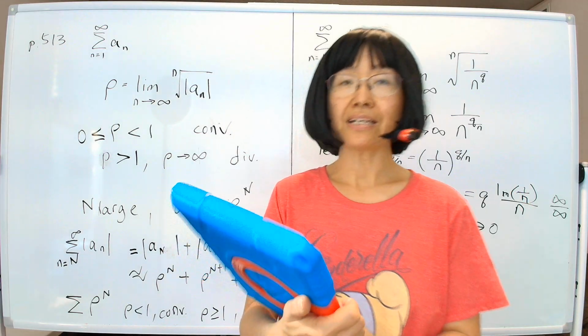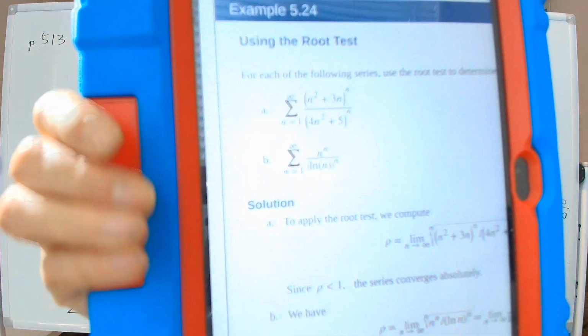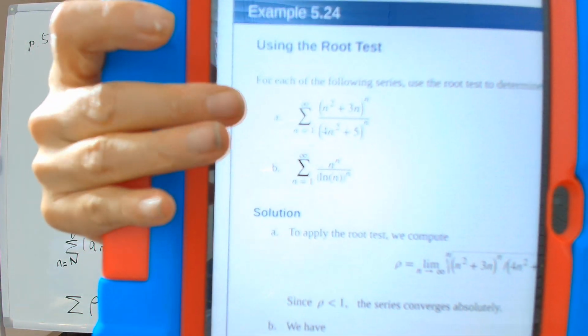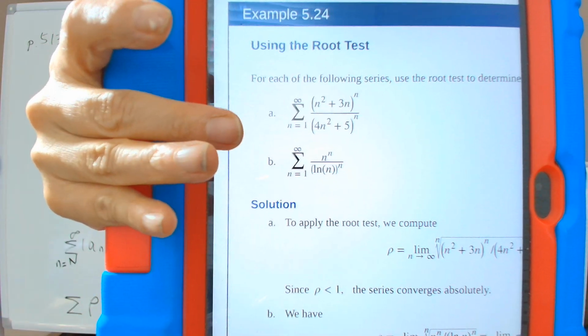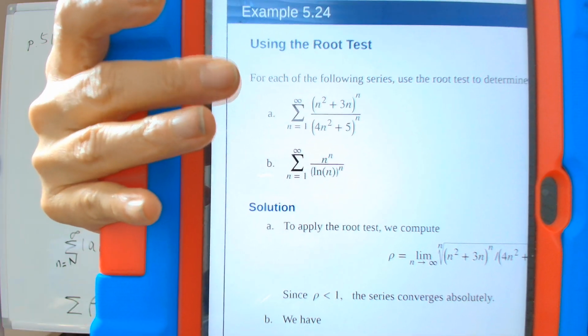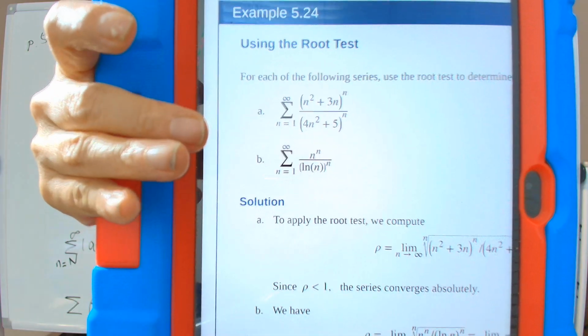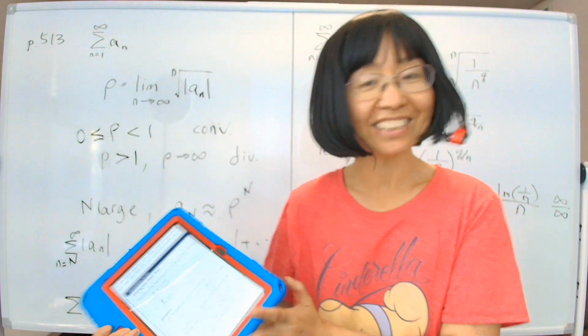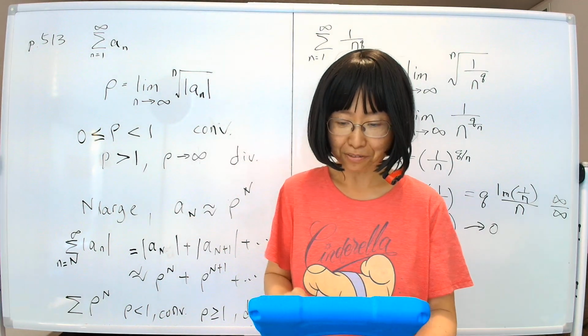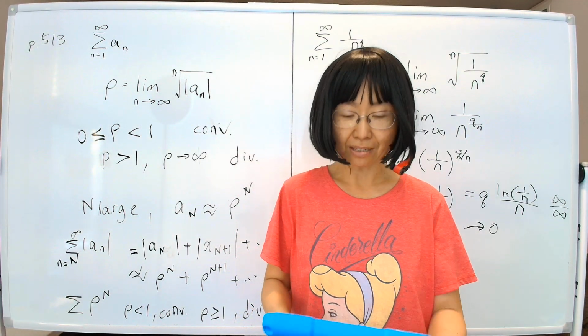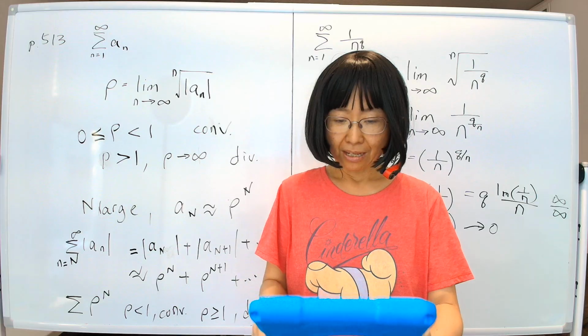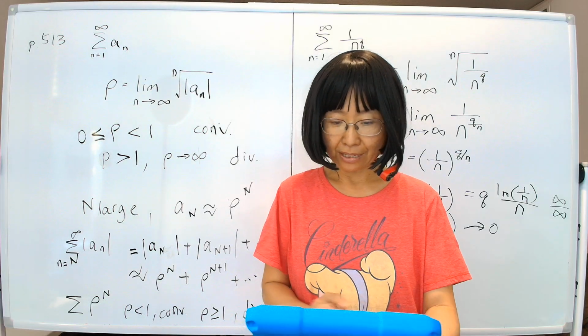Now, as you can see in example 5.24, you have these two series. They both have stuff to the nth root. So if you take stuff to the nth root, things are going to work out very nicely for you. Okay, short and quick. So please do that as part of your homework. And then let's go to the next page.